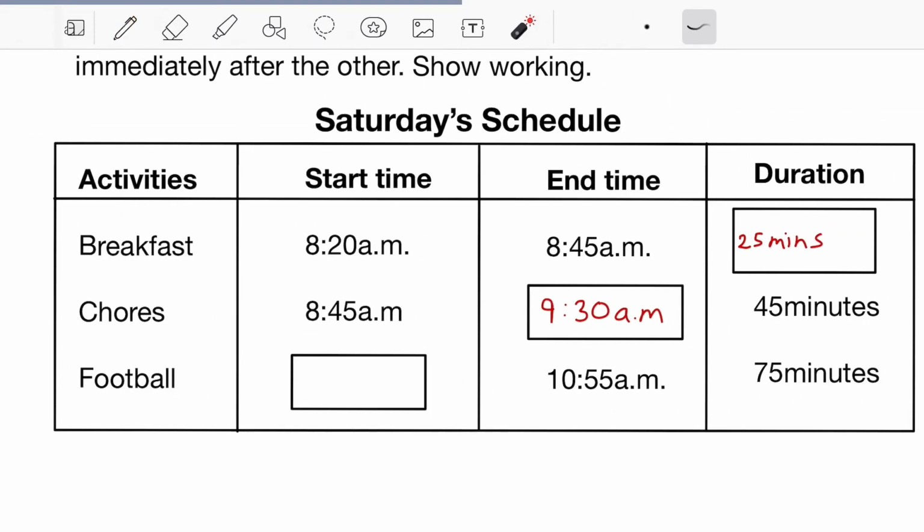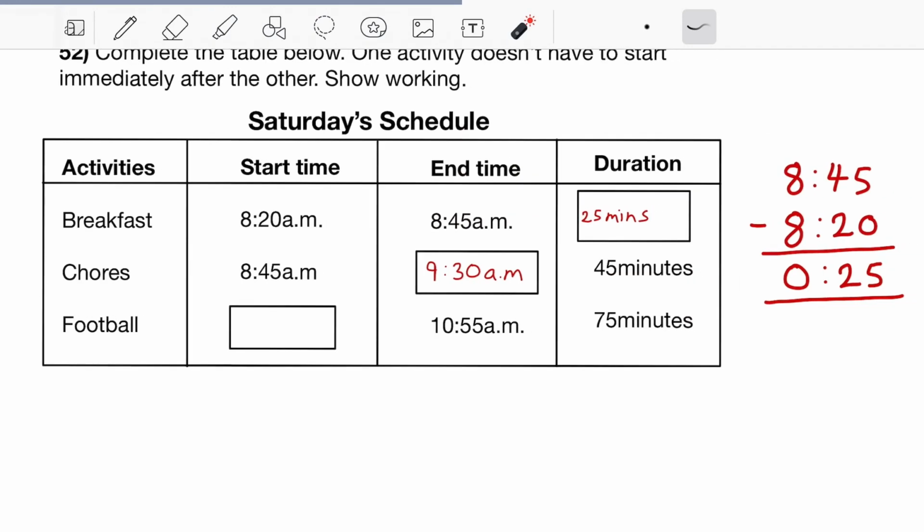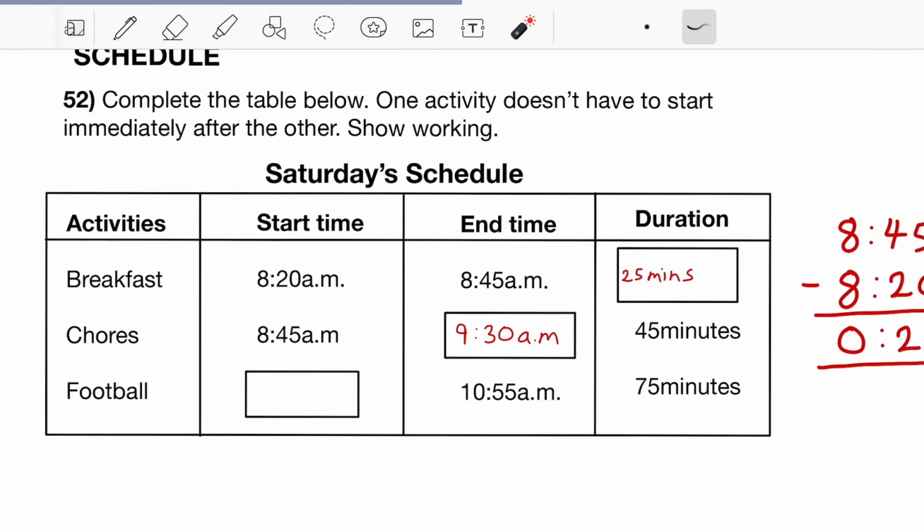So remember, the question tells us that the end time is not necessarily the start time. It doesn't have to be that way. So don't just assume this is 9:30 for this question. So let's look at the given information. The end time is 10:55. The activity, the football, took 75 minutes. So we want to go back 75 minutes to get the start time. So we must say 10:55 take away 75 minutes.